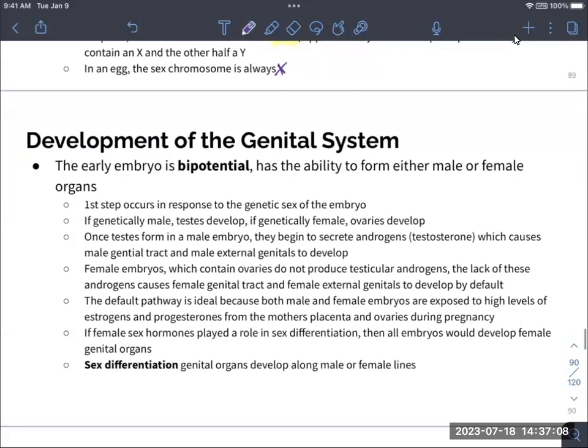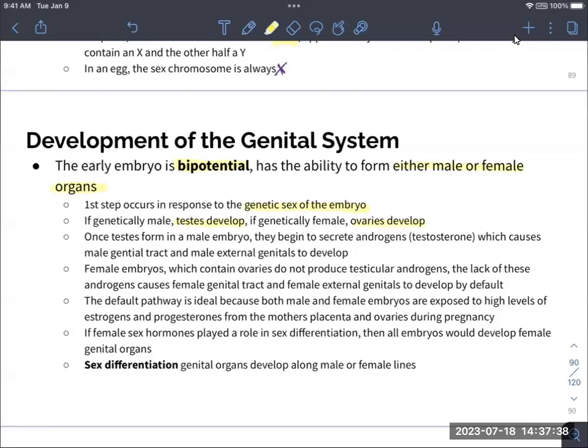So the early embryo is bipotential. It has the ability to form either male or female organs. At this point, we have a response to the genetic sex of the embryo. If it is genetically male, testes will start to develop. If it is genetically female, ovaries will develop.